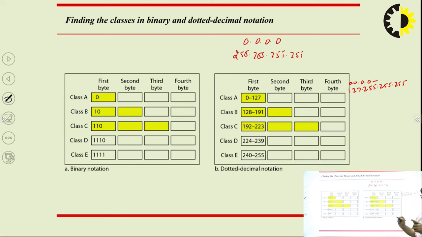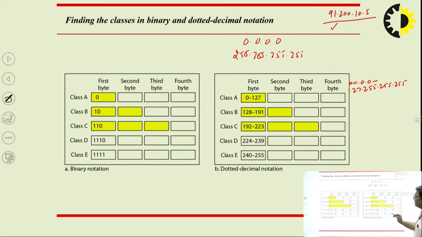We can easily understand which class an address belongs to by using the first byte only. Let's say for example the address is 91.200.10.5. Which class does this address belong to? 0 to 127, so this IP address belongs to class A.